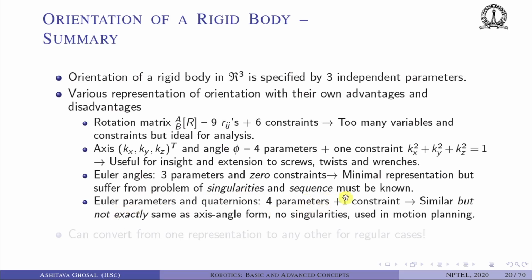Finally, we had Euler parameters and quaternions. These are also 4 parameters plus 1 constraint. They are similar but not exactly the same as K and phi. There are no singularities and it is often used in motion planning. Finally, we can convert one representation of orientation to any other representation for regular cases, if there are no problems like singularities.